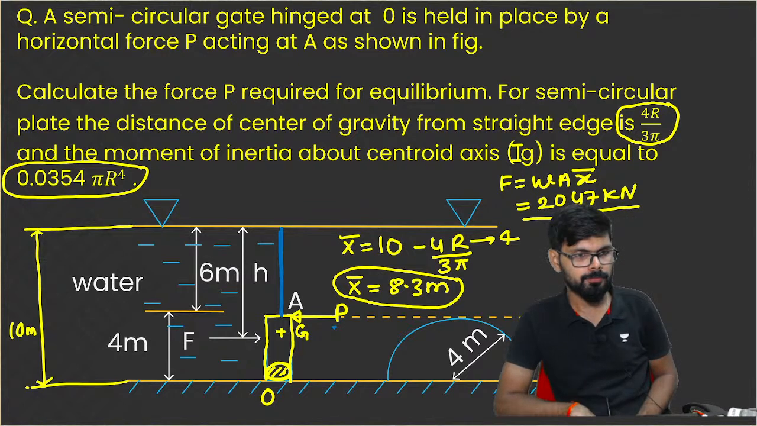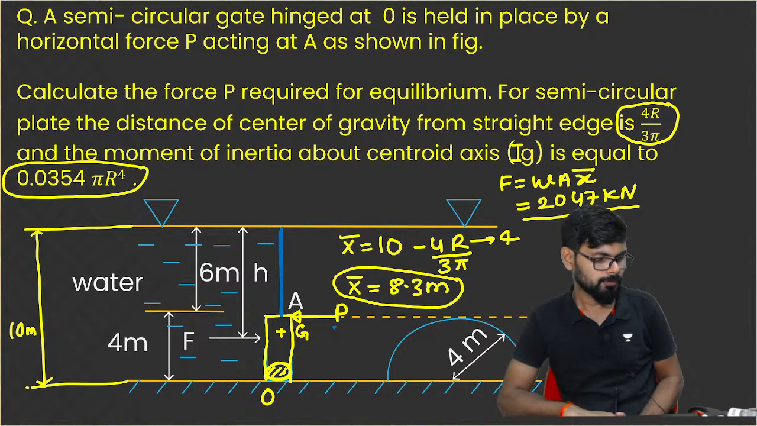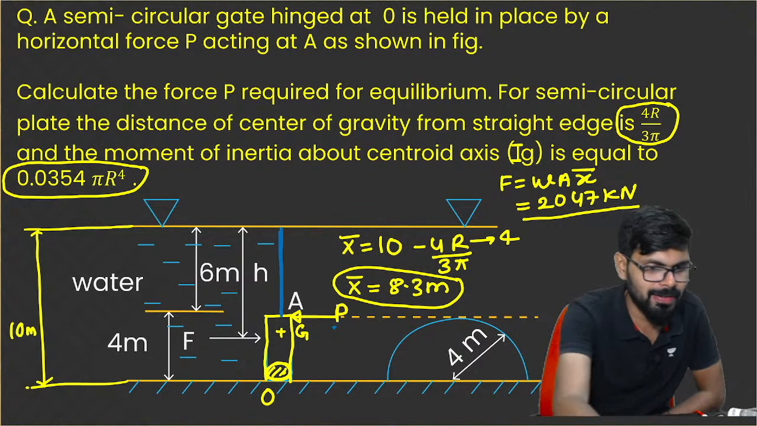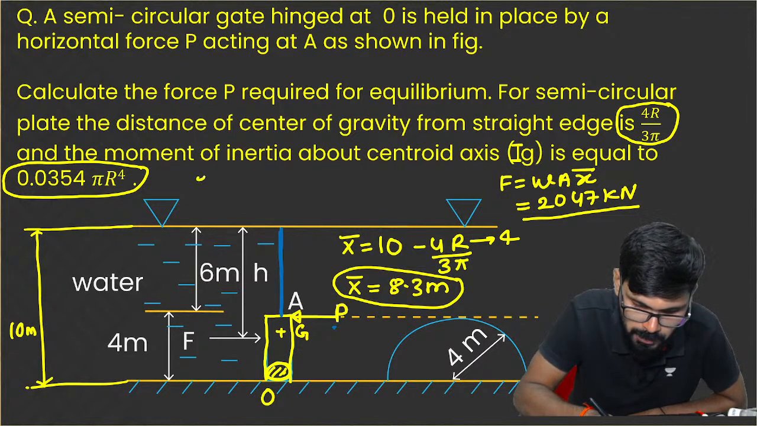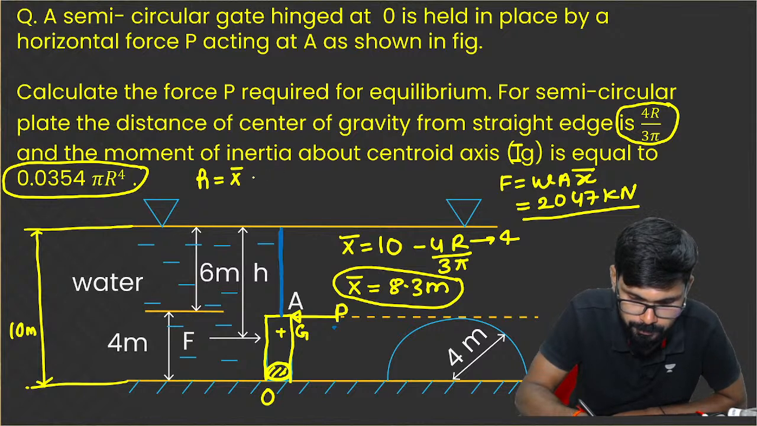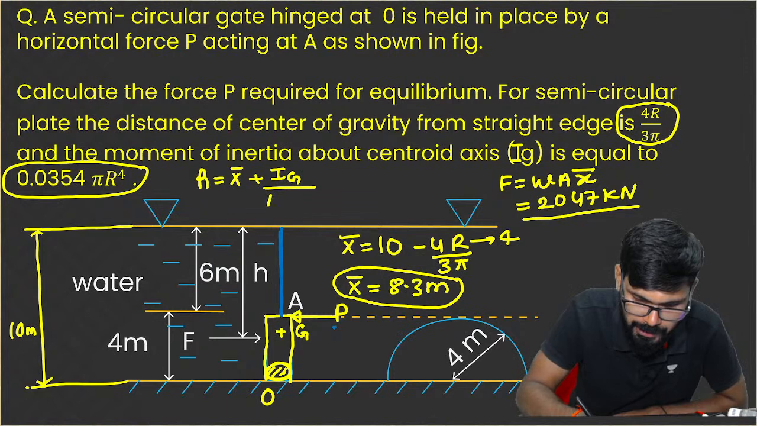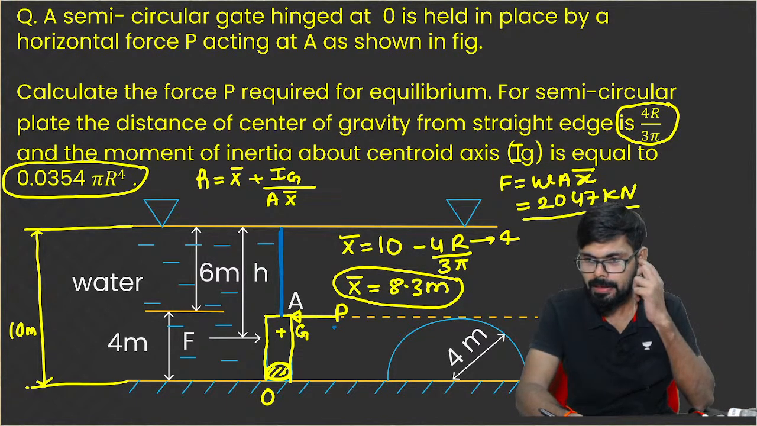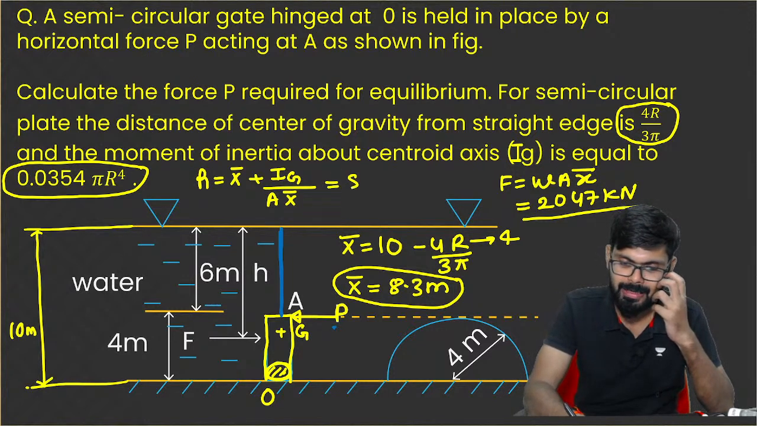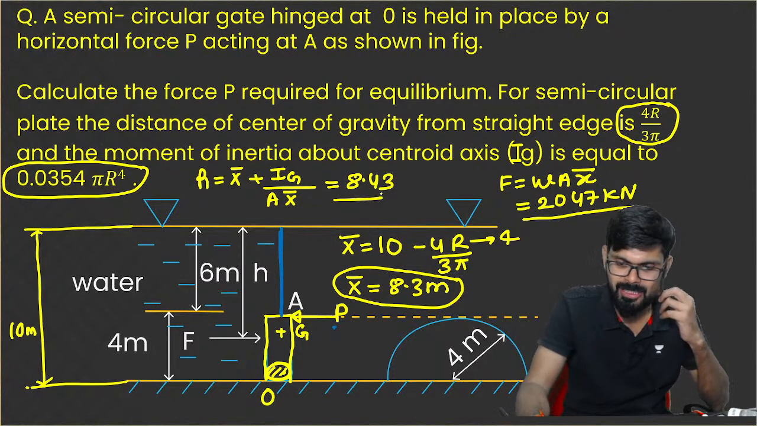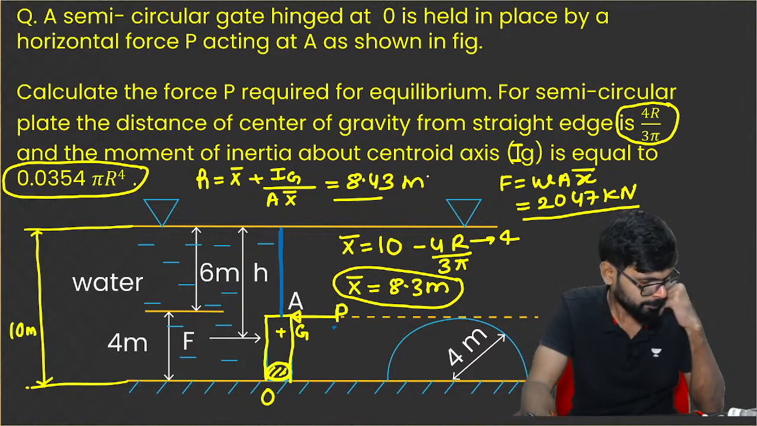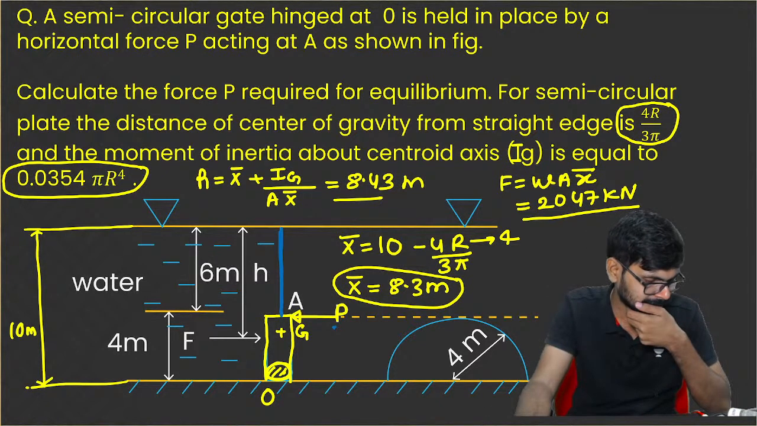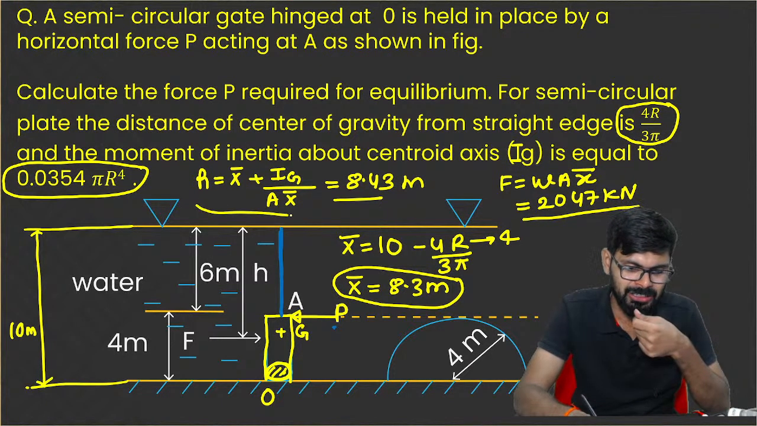Now calculate H value. H value will come x bar plus IG by A x bar. It is vertical, right? X bar plus IG by A x bar. So this value will come 8.43. X bar value was how much? 8.3, and F is going to act at 8.43 meter. 2046. Yes Adarsh, correct. Calculate H value, Adarsh.